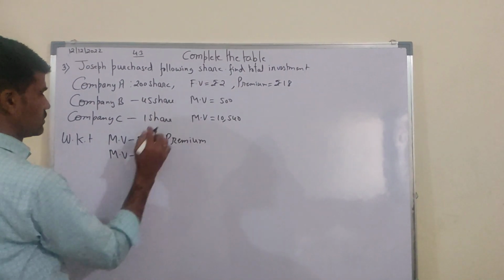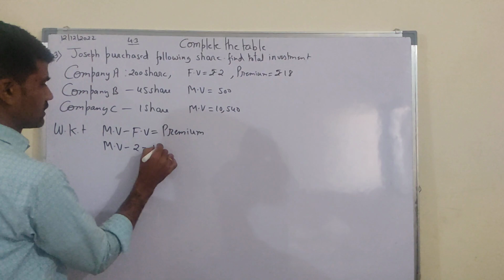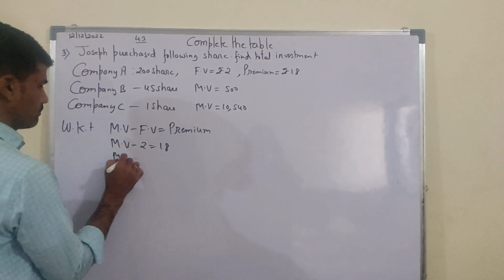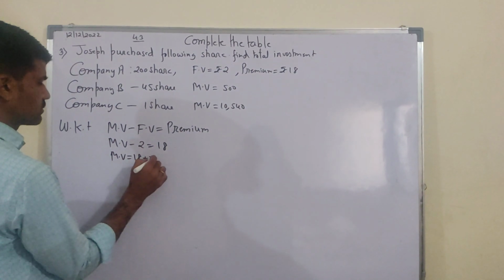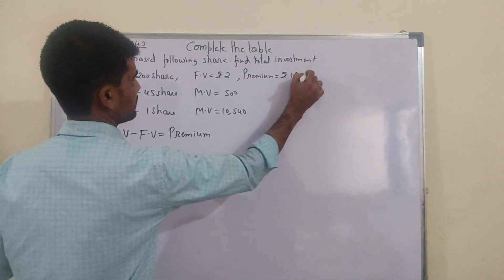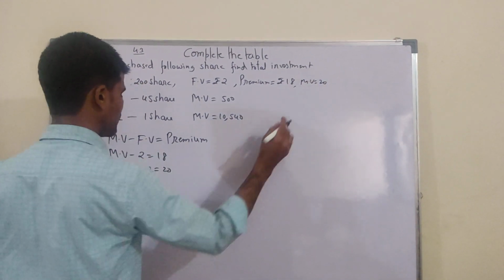What is face value? 2. Premium is 18. Minus becomes plus. Market value equals 18 plus 2 equals 20. For Company A, market value is 20.